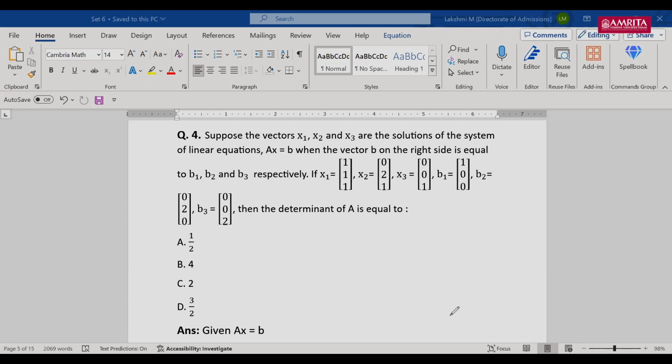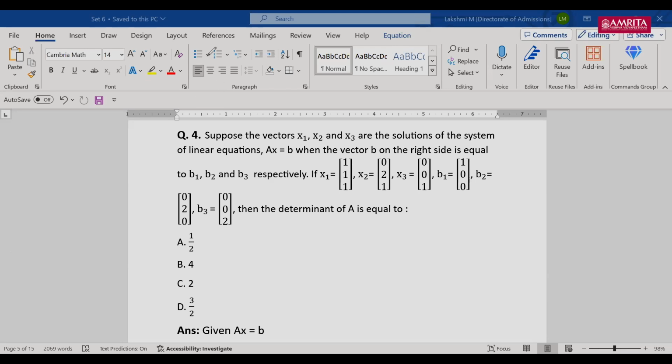Yes, Sanjay, it's okay. Yes. So dear children, please start doing this. I'll just discuss this maybe in another 1 or 2 minutes. I want all of you to read the question thoroughly. And they've given the values of determinant A as 1 by 2, 4, 2, 3 by 2.